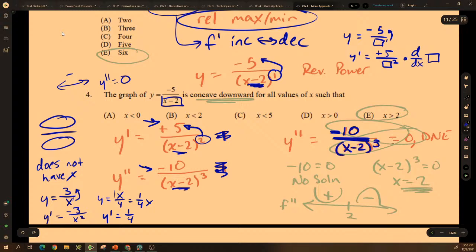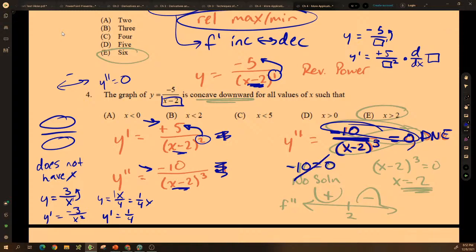And we're going to set this equal to 0, but because it's a fraction, we need to also remember DNE. So it's either equal to 0 or DNE. To do the 0 case, I'd set negative 10 to 0. Negative 10 is not 0, right? Those are not the same. So because that's false, there's no solution for the 0 case. Then I set the bottom to 0 for the DNE case. X minus 2 cubed equals 0. That gives me x equals 2.